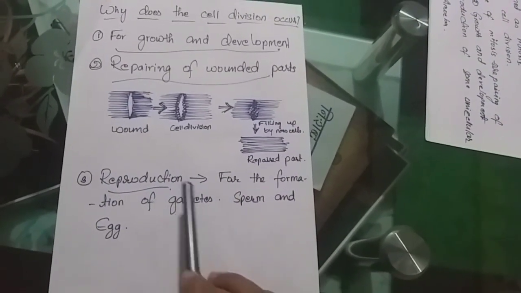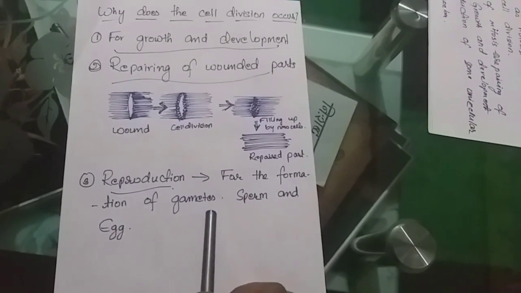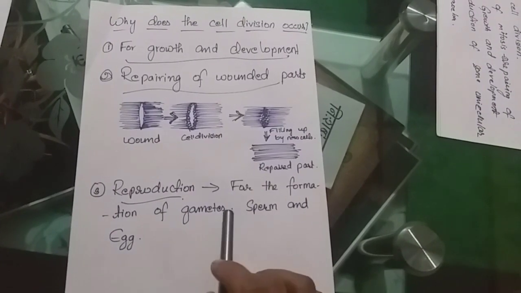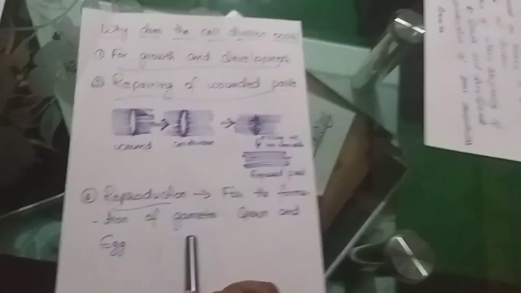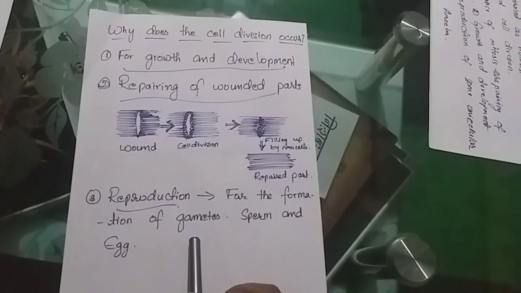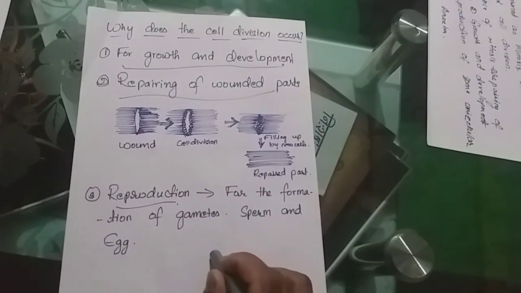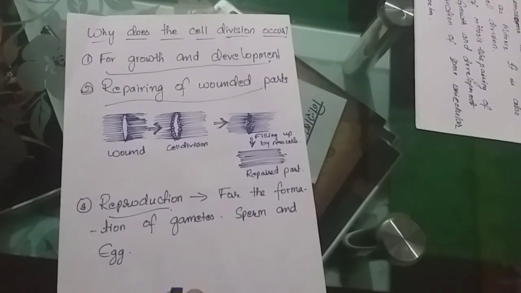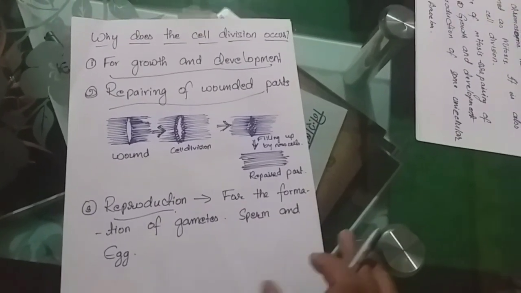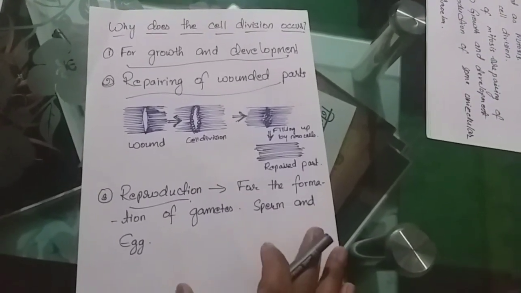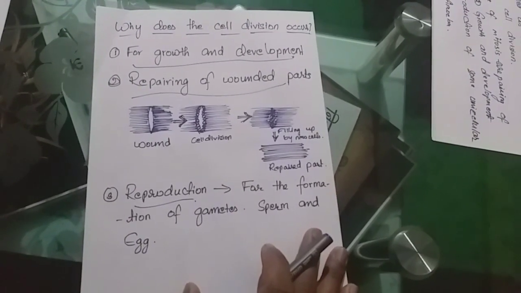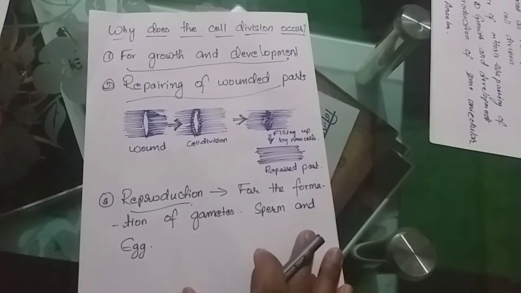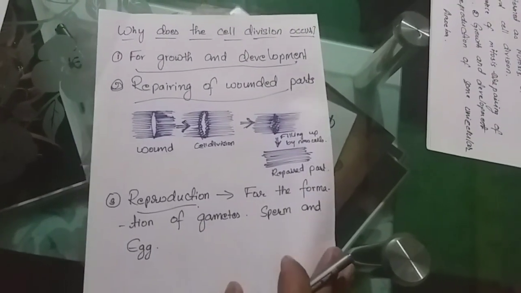So for the formation of gametes, sperm and egg, cell division also occurs. That may be sperm and egg in case of animals, and in case of plants it is pollens and ovules. Okay. As well as some unicellular organisms like amoeba, it reproduces by the help of mitosis or mitotic cell division directly.